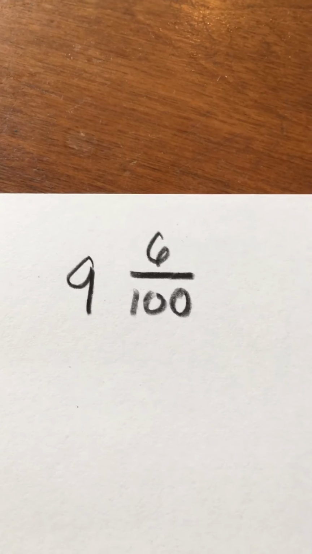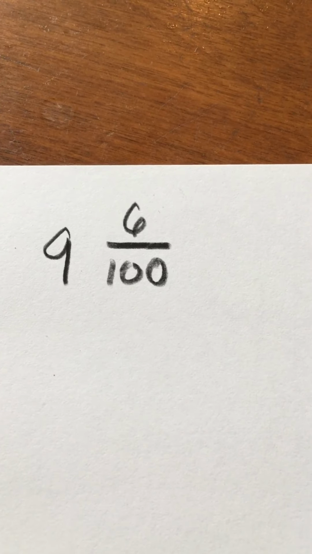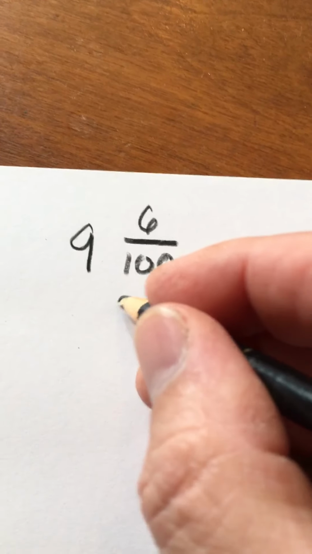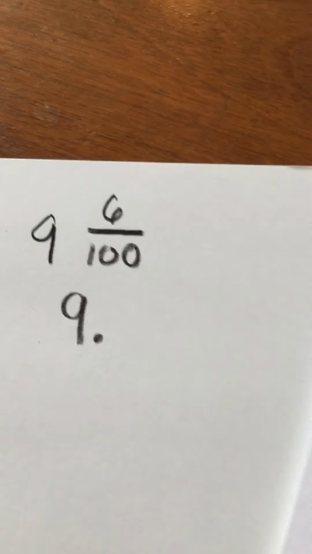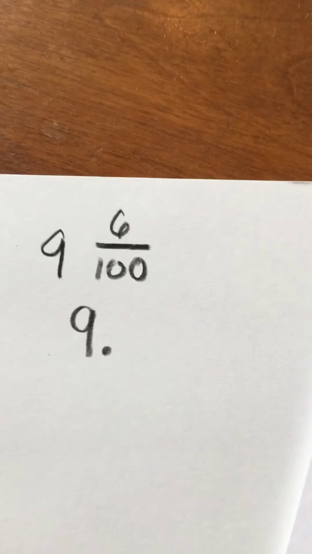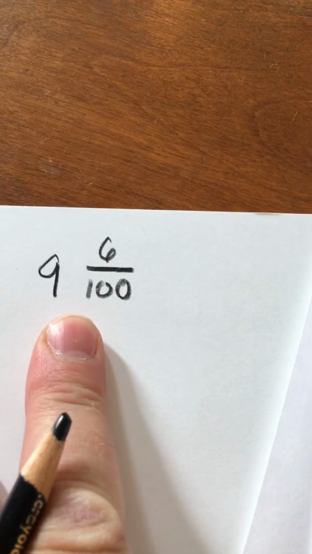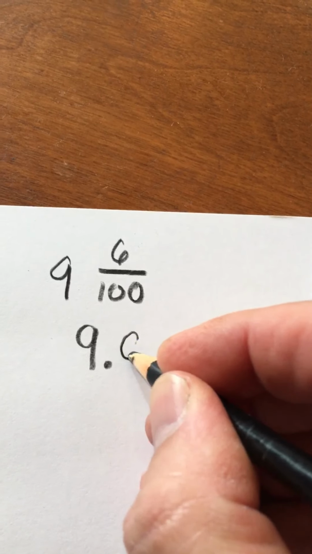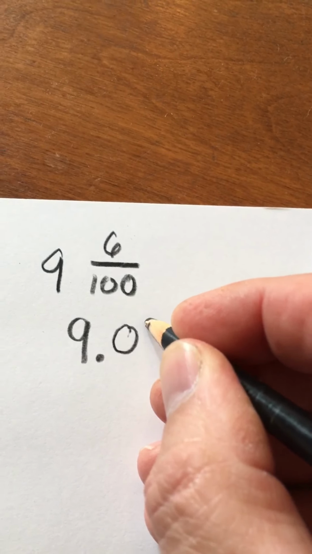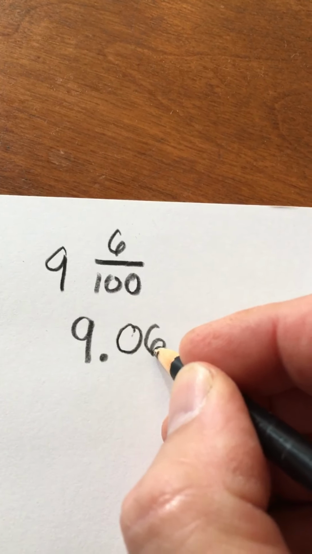Now here's a tricky one. What do you see? 9 and 6 hundredths. All right? So I write my 9. My decimal is here. Okay? But now, I want it to look like 6. But it has to be in the hundredths place. So I have to put it here. This is tenths, this is hundredths.